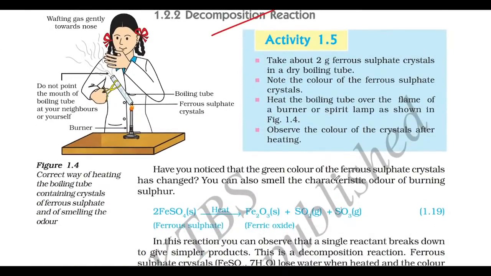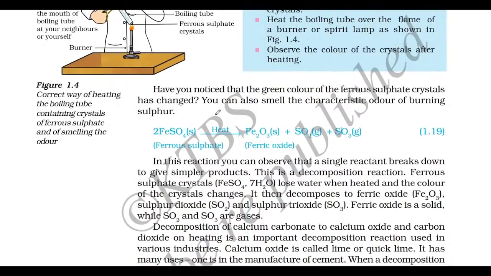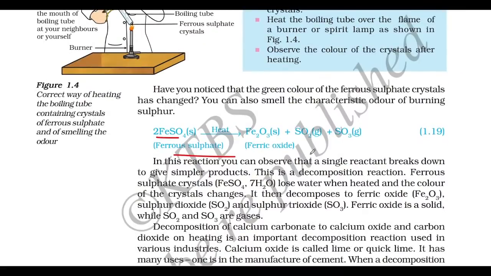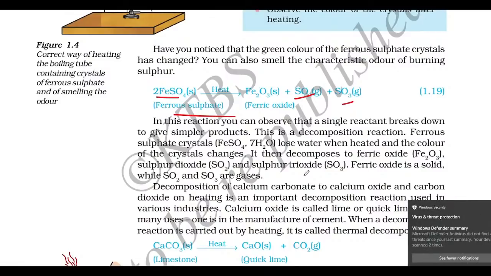Decomposition reaction means a single reactant is broken down into 2 or more products. Combination reaction: 2 or more reactants combine to form a single product. Decomposition reaction: one reactant is broken down into 2 or more products. For example, 2FeSO4, ferrous sulfate, on heating gives ferric oxide plus sulfur dioxide and sulfur trioxide. This question has been asked in the model paper and also in the preparatory exam.